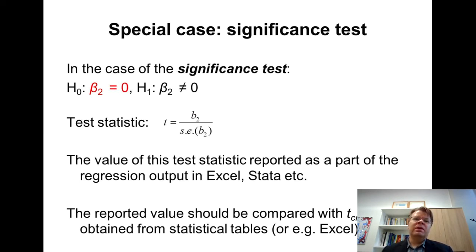When we talk about significance testing, then the null hypothesis is always of the form that beta 2 is equal to 0. This is why I even highlighted it with the red color here. That's important because then, of course, in that case, there is no impact whatsoever with this x variable.